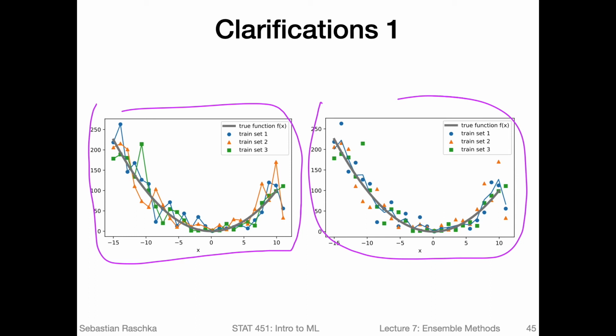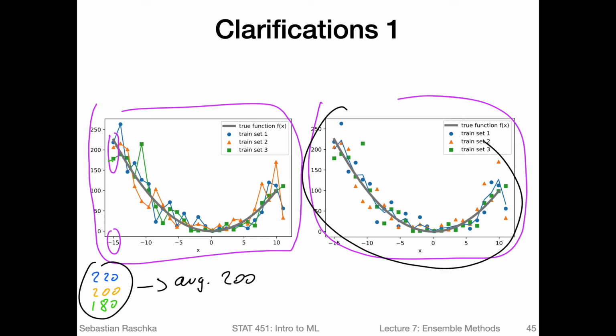What I mean is, let's consider this point here is at minus 15. For the blue one it predicts approximately 220 or something. For the yellow one it predicts 200, and for the green one it predicts, I don't know, let's say 180. Then I computed the average, which would be 200, and I did that for every data point here, and then made the plot here on the right hand side.